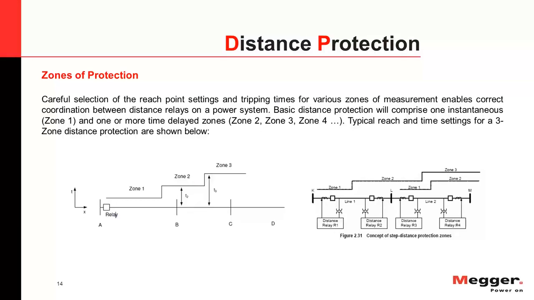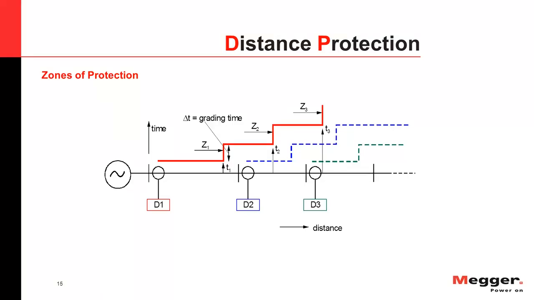So there are zones of protection, and these zones are coordinated with time. And this is where we'll have the zones. As I said, we usually set up zone one for 80% because of the error, and then zone two will go 120%, and this 20% will be from the shortest line in the other station. So we usually choose the shortest line and then do the calculation from the other station. And zone three will be like 150%.